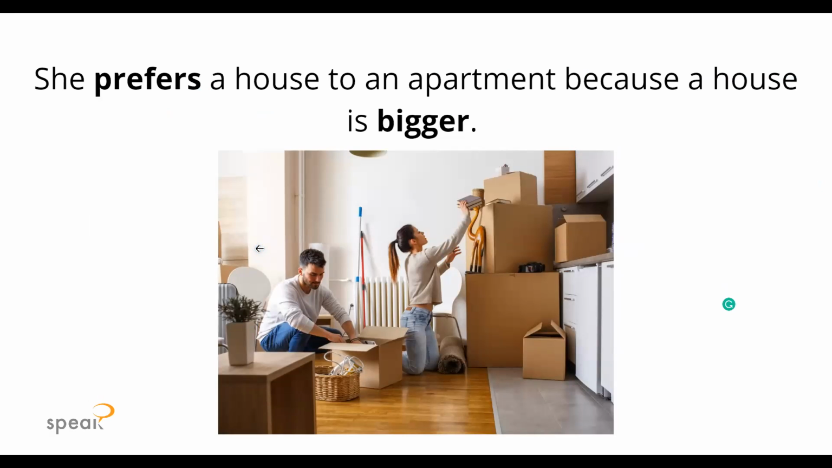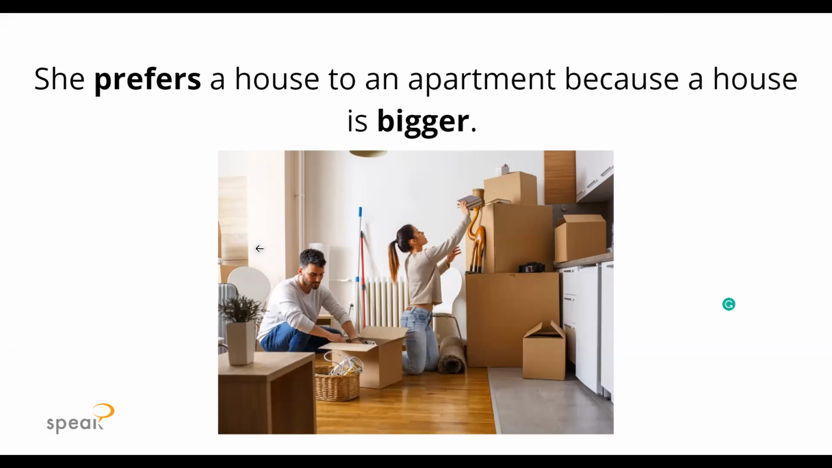She prefers a house to an apartment because a house is bigger. Excellent. So as you can see, we're giving more information to the sentence. Why does she prefer a house over or to an apartment? She prefers a house over, or she prefers a house to an apartment because the house is bigger. So I'm giving more information about her answer.